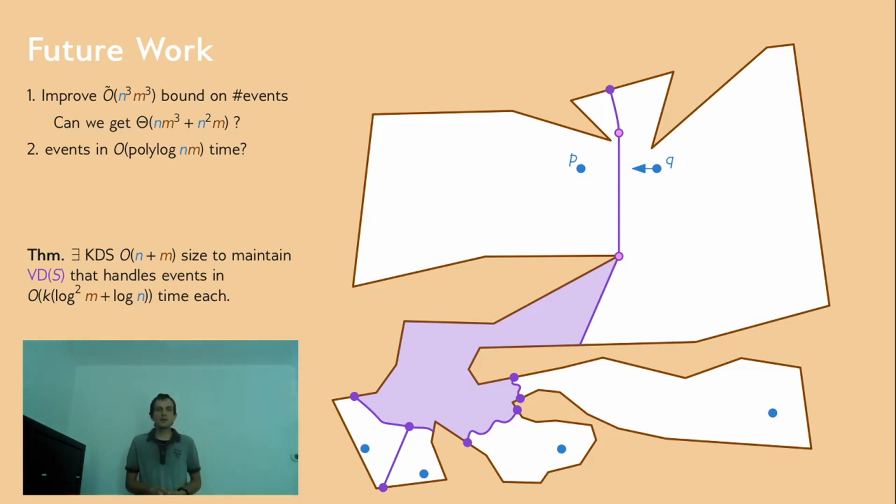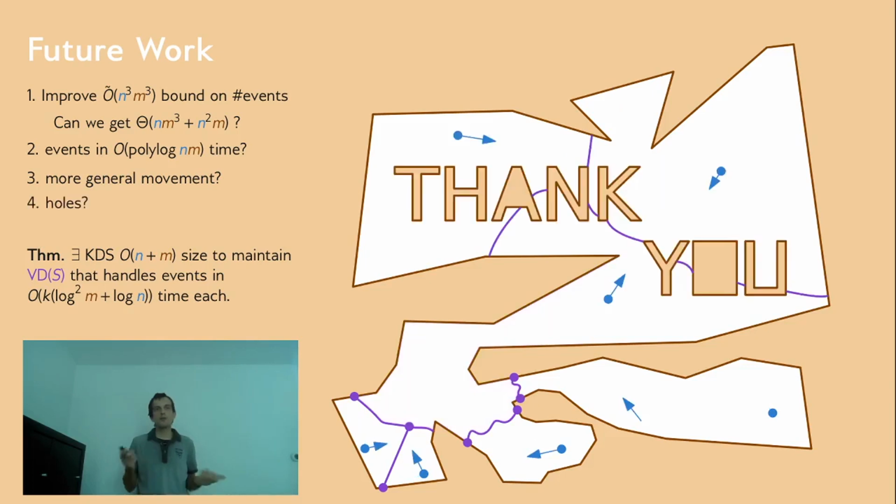Okay, so what happens when our sites are moving not just linearly, but using some more general movement? Usually you can deal with this. And finally, what happens when our polygon has holes? There we really don't know anything.